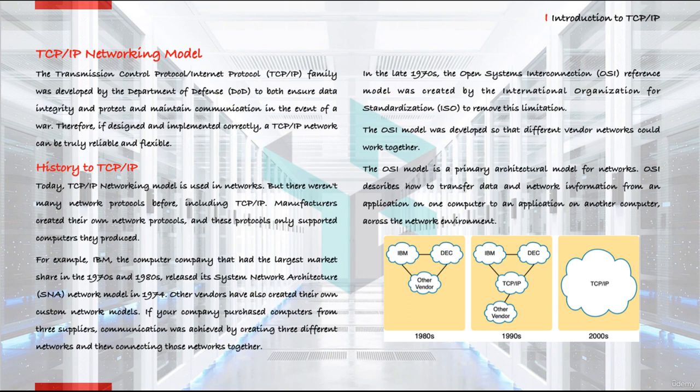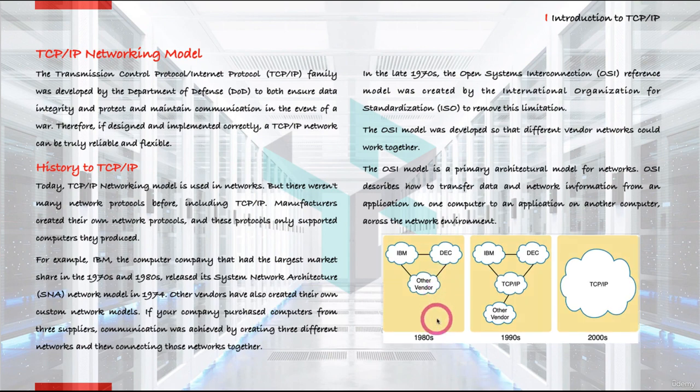In the late 1970s, the Open System Interconnection, or OSI reference model, was created by the International Organization for Standardization, or ISO, to remove this limitation. The OSI model was developed for the interoperability of networks of different manufacturers. The OSI model is a primary architectural model for networks. OSI describes how to transfer data and network information from one application on one computer to an application on another computer through the network environment.